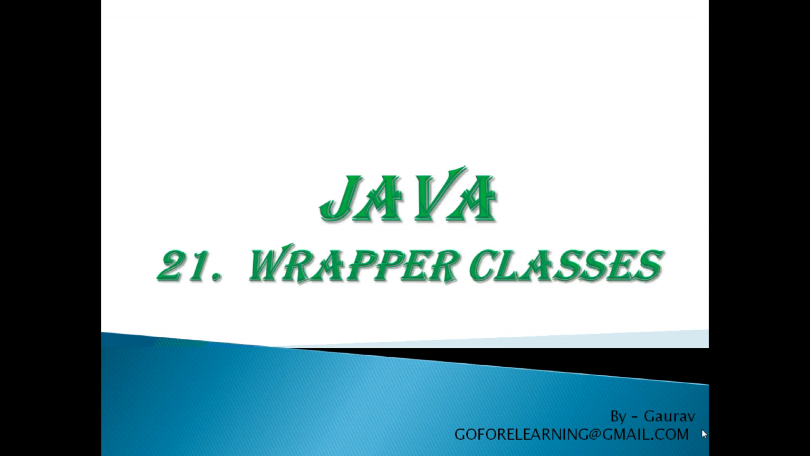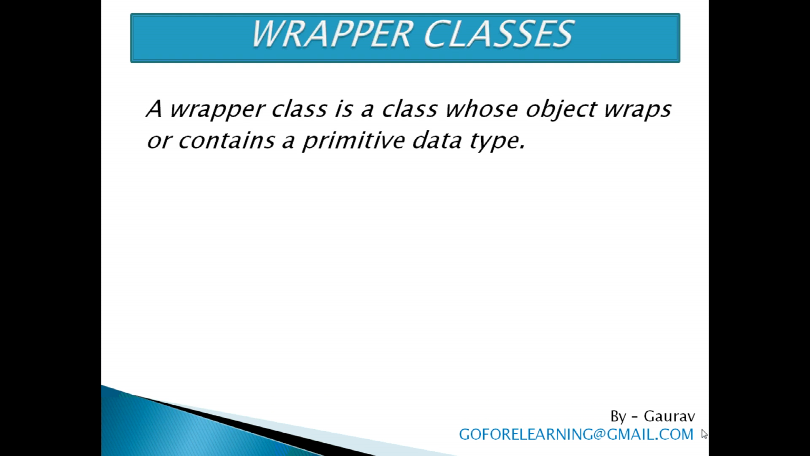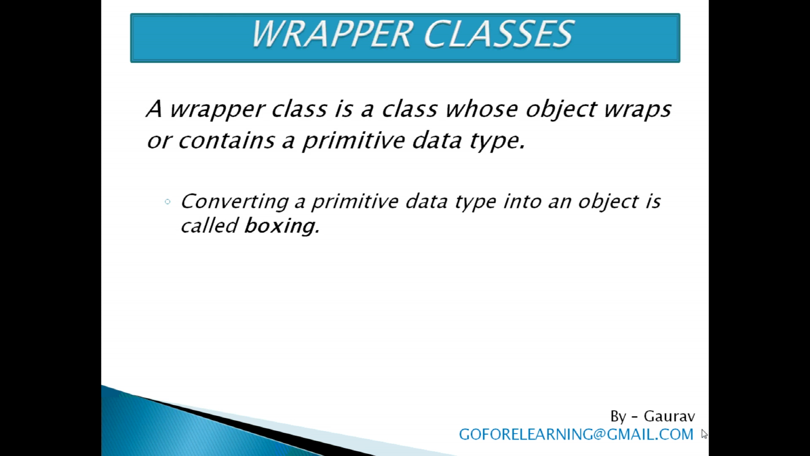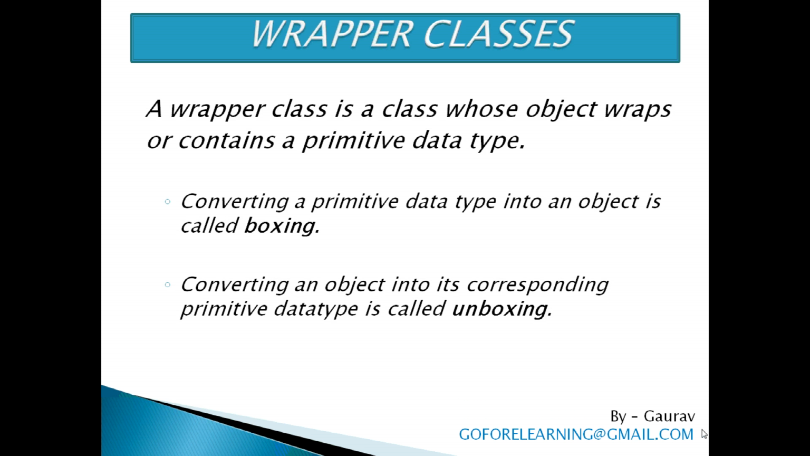Let's keep wrapper classes topic on the table today for discussion. What are wrapper classes? A wrapper class is a class whose object wraps or contains a primitive data type. When we create an object of a wrapper class, it contains a field, and in this field, we can store a primitive data type. Converting a primitive data type into an object is called boxing, and converting an object into the corresponding primitive data type is called unboxing.